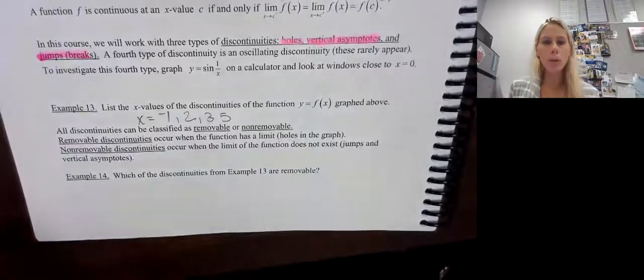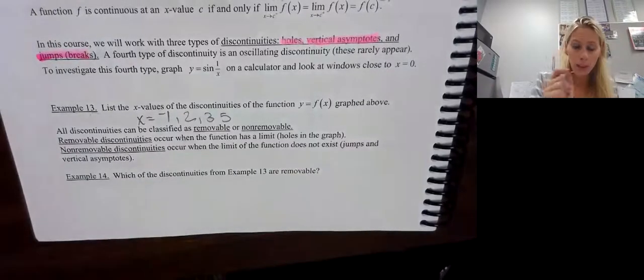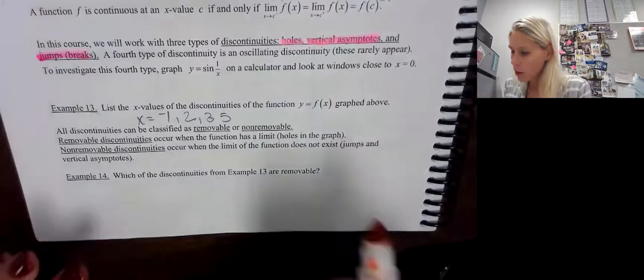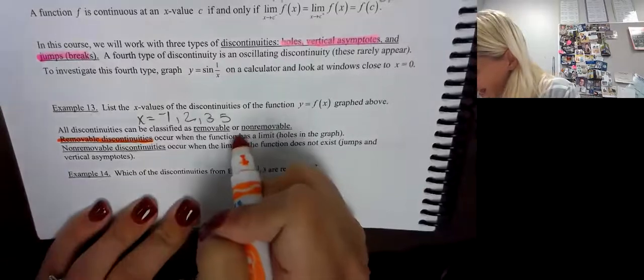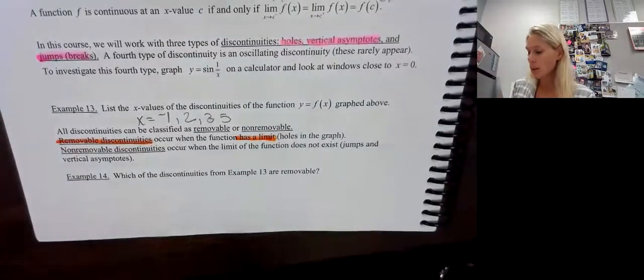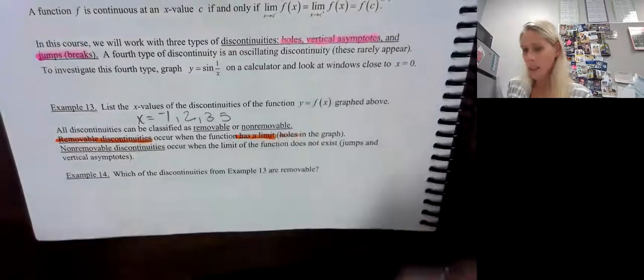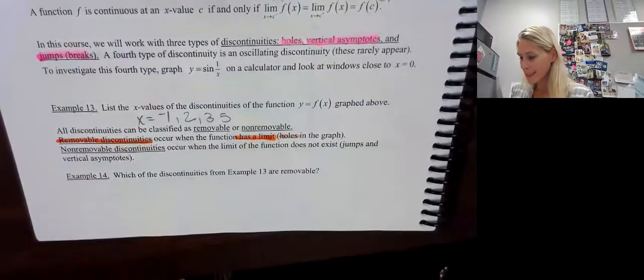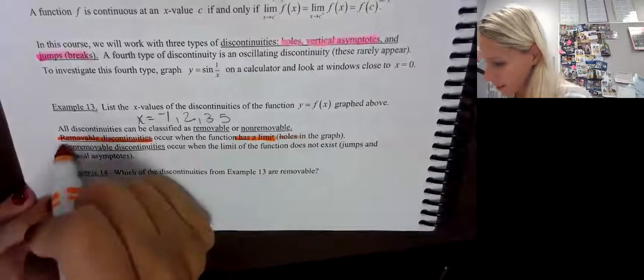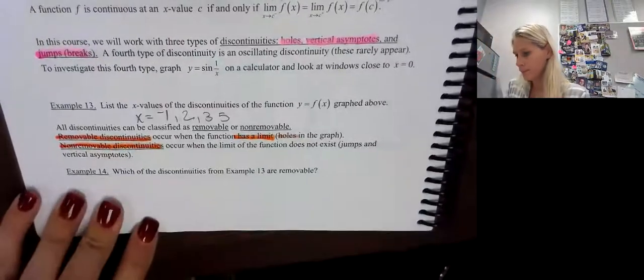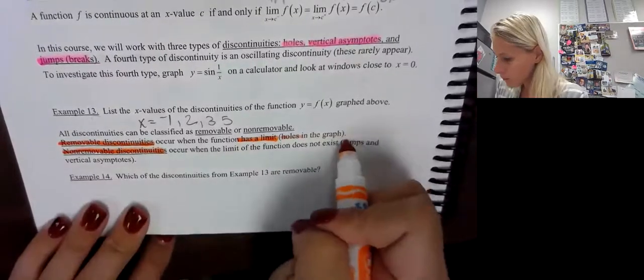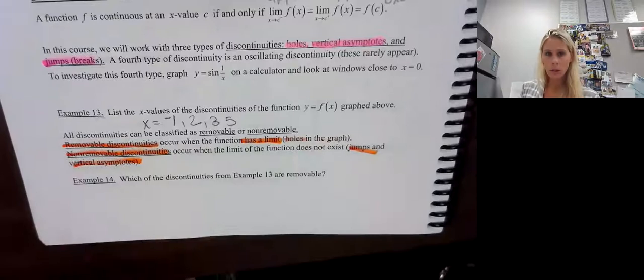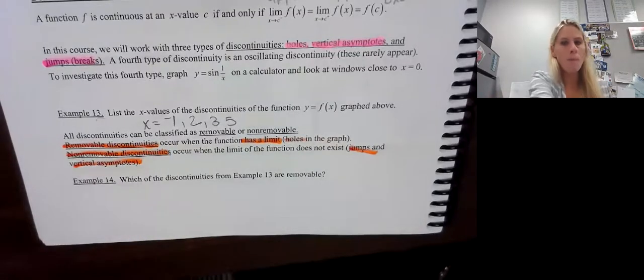Now we are going to describe these as removable or non-removable, and this you will have to memorize. Removable discontinuities occur when it has a limit, in other words, holes. If it does not have a limit, then it's non-removable, and those are usually jumps or vertical asymptotes.